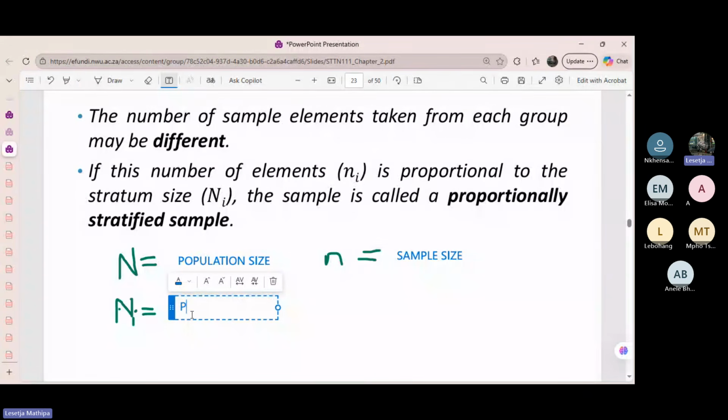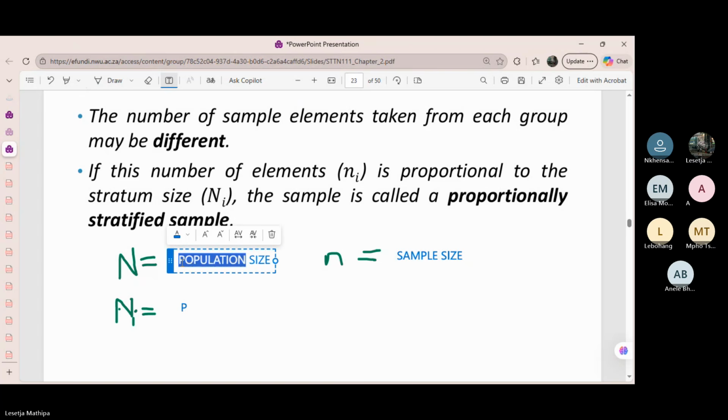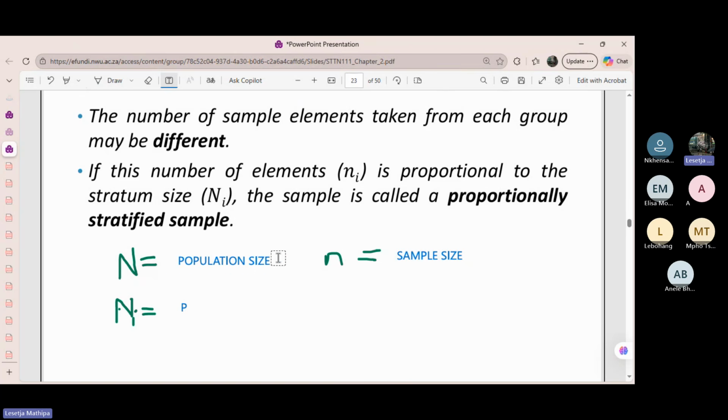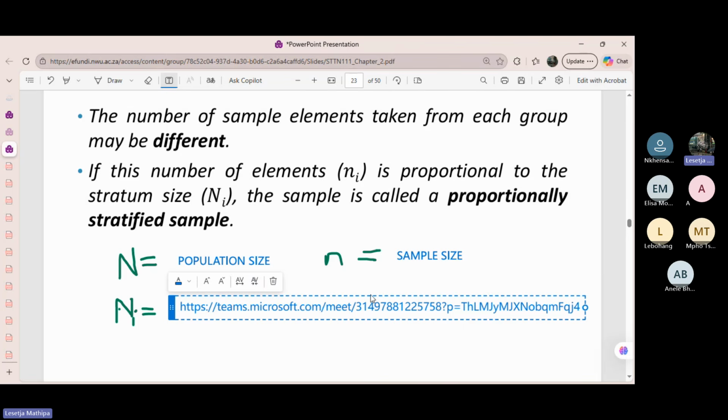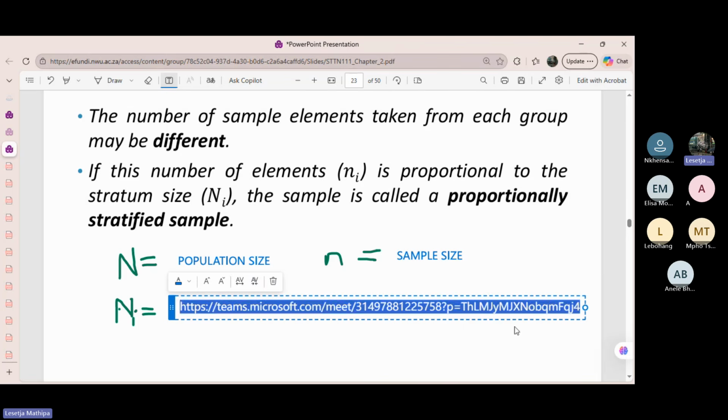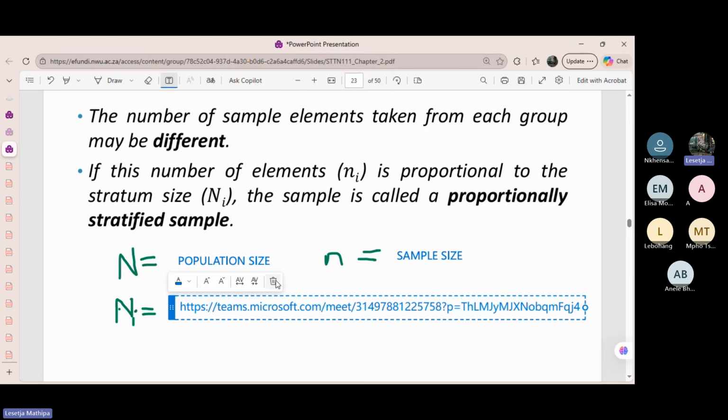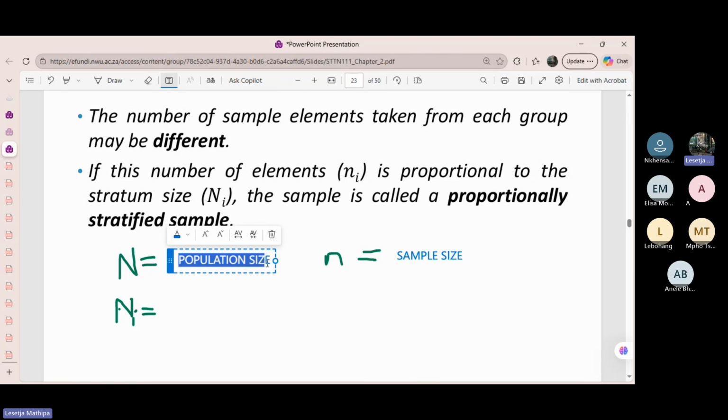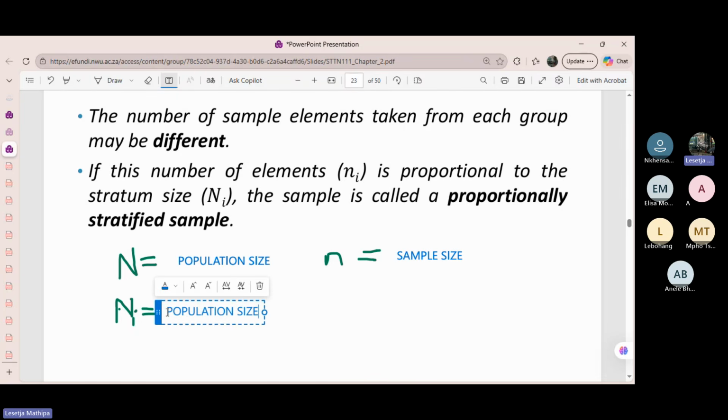Let me copy this and put it here. The population stratum size, that is capital letter Ni.